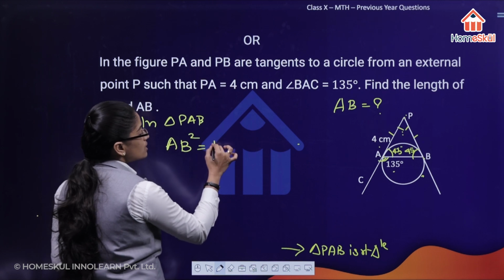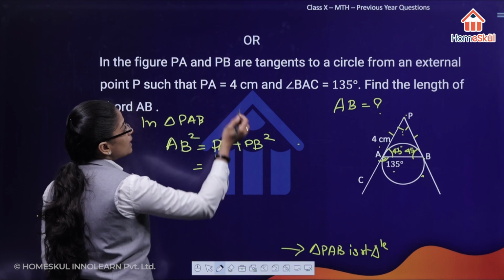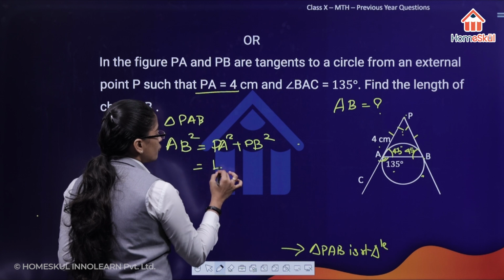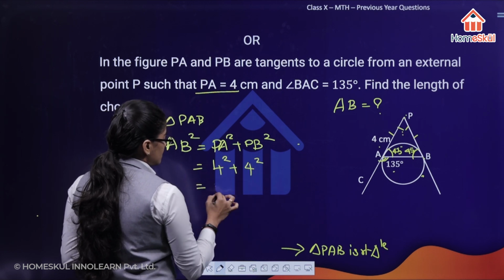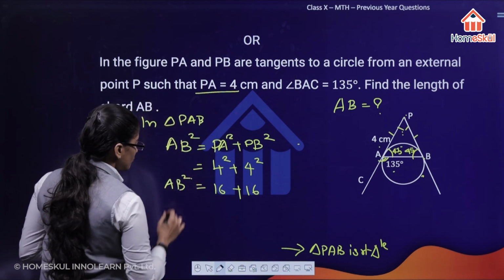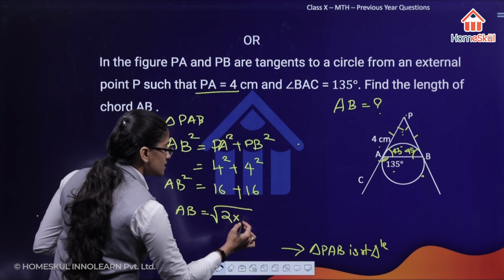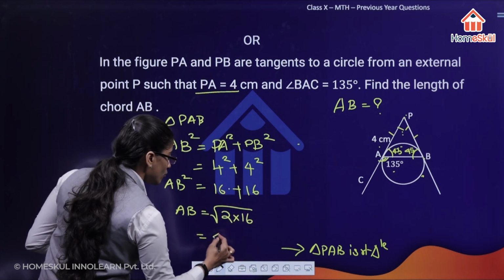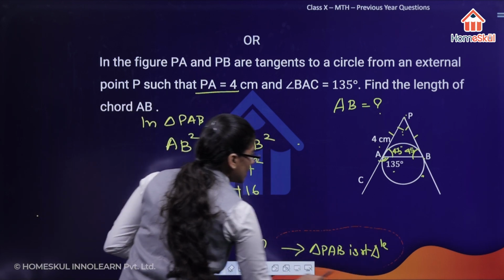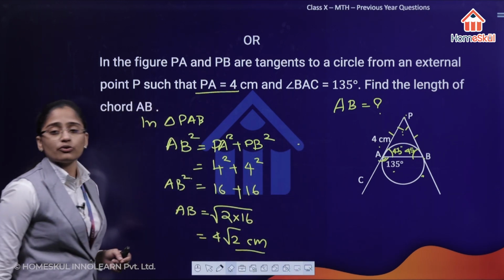AB square is equal to PA square plus PB square, isn't it? We already know that PA is equal to 4 centimeters, which will also be equal to PB. So 4 square plus 4 square, 16 plus 16 is AB square, isn't it? Which means AB is equal to root of 2 times 16. 16 plus 16 is 2 times 16. Root 16 is 4, which will be equal to 4 root 2 centimeters, isn't it? We are getting AB is equal to 4 root 2 centimeters. What is AB? AB is the length of the chord.